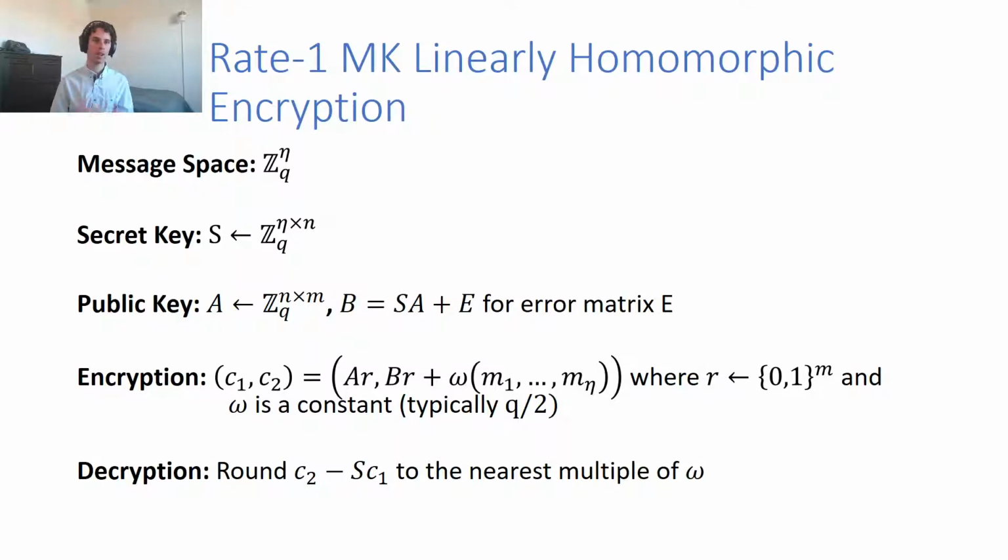To encrypt something under the public key, we'll have 2 components to the ciphertext. First, we'll have A times r, where r is a random length m bit string. And then the second component will be b times r plus little omega times the vector of messages. And here, little omega is a constant, which is typically Q divided by 2. To decrypt, we're going to round the second component minus s times the first component to the nearest multiple of little omega.